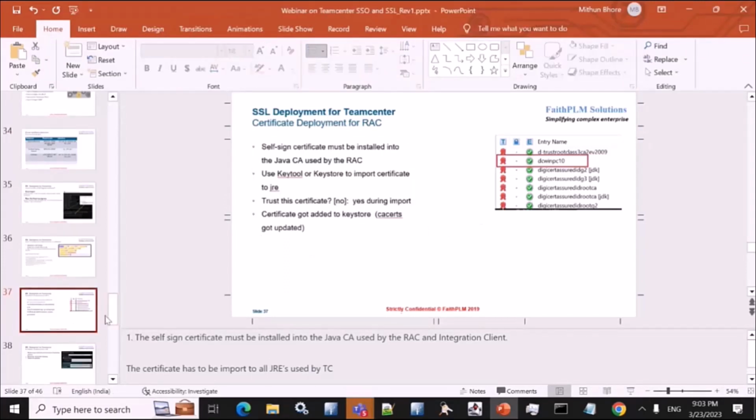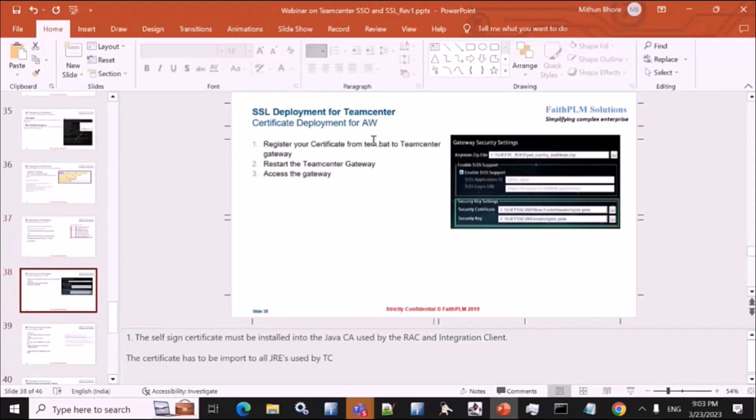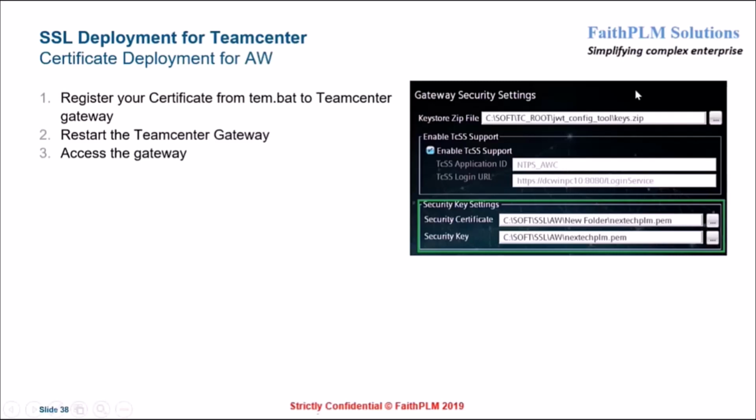You can simply proceed with launching Teamcenter. Right now, we are having trouble over there, which is why I'm not able to showcase it. My team is working on it. Once it's done, I'll try to showcase it. Then certificate deployment for AW. For AW deployment, there are a few changes, not much, but this is the main change which you need to make: you need to update over here in the update client gateway settings.